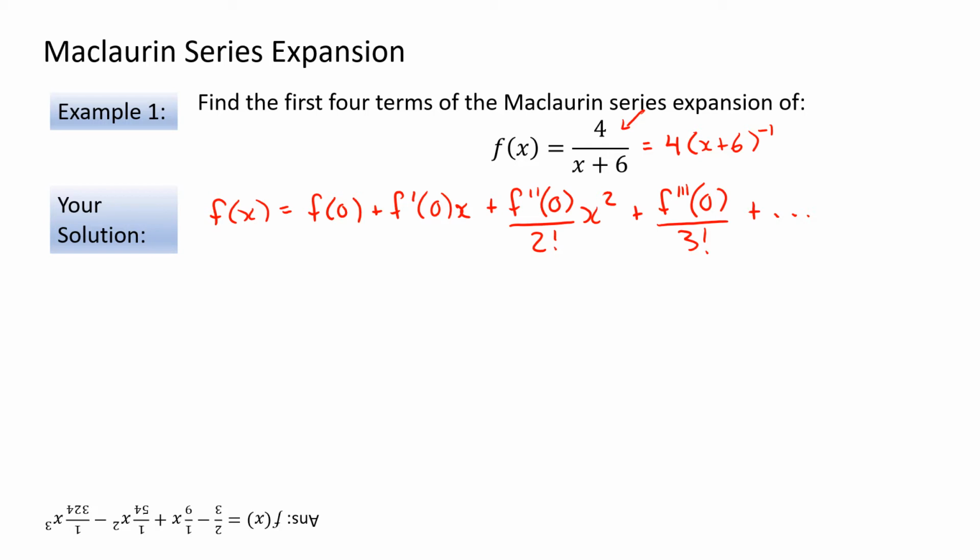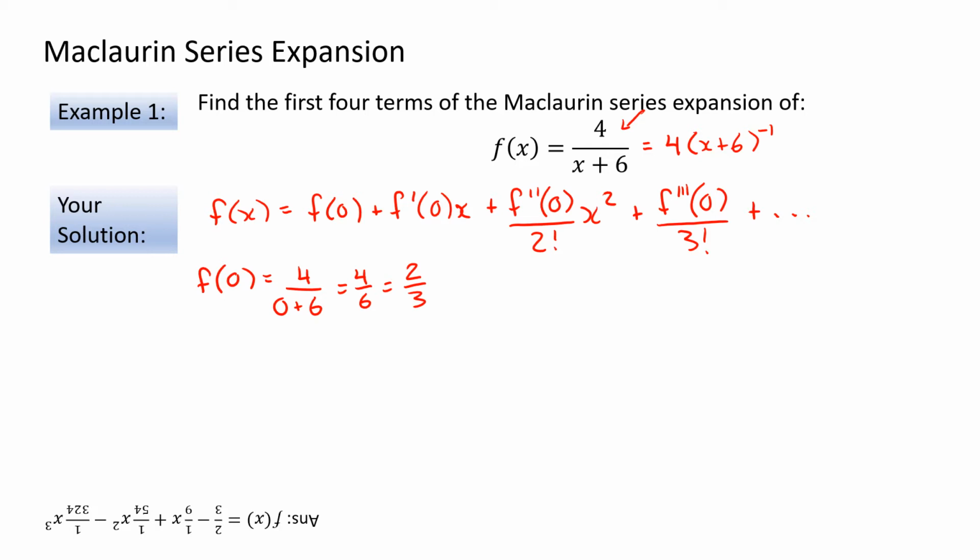So we'll start with f at 0. f of x is equal to 4 over x plus 6. So f at 0 is 4 divided by 0 plus 6, which is 4 over 6, or 2/3. Our second one we have to find is f prime at 0.